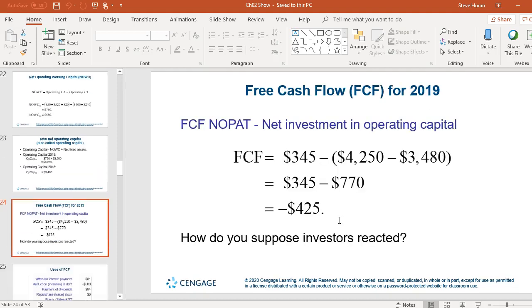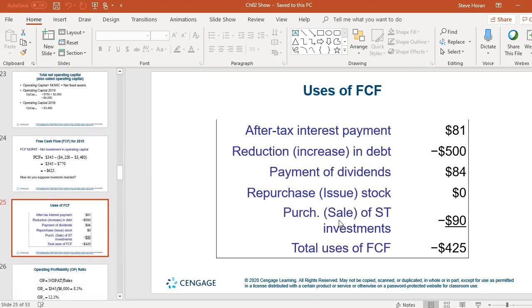That gets me to my free cash flow, and you can see that we actually had a negative number in 2019. We had negative free cash flow. The reason is we spent a lot of money. We didn't have enough cash flow anyway, and then we went and bought a bunch of property, plant, and equipment. So here's how I used up my free cash flow. I paid some interest. I paid some dividends. I sold off some of my short-term investments, but then I spent $500 on debt. So I put some money back into debt.